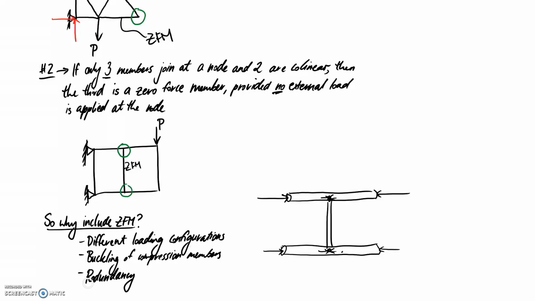The last thing that we have is redundancy, and this ties back to the different loading configurations. If we have some kind of redundancy in our system and one of the members breaks, another member, which may have previously been zero force, will take up some of that load. So again, another reason to have a zero force member.